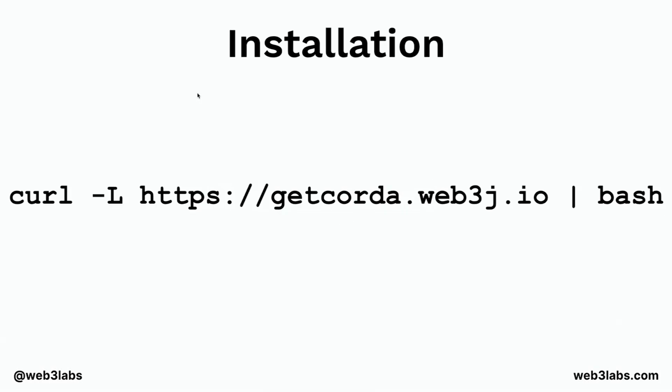The first thing, like in any other tool, is to get the executable. This command here will download the executable for you, downloads the Web3j Corda, and you can start working with it immediately. This even adds it to the path, so the next time you open the terminal, Web3j-Corda is all that you need to run to generate whatever you require.